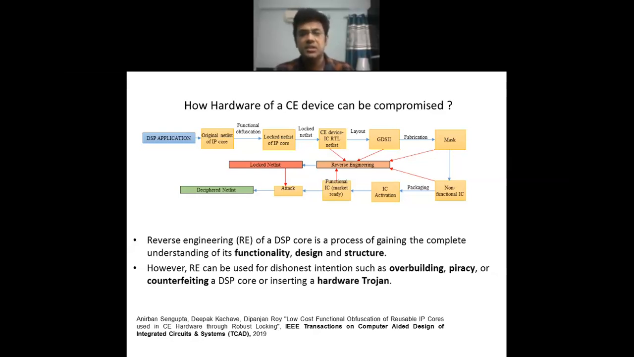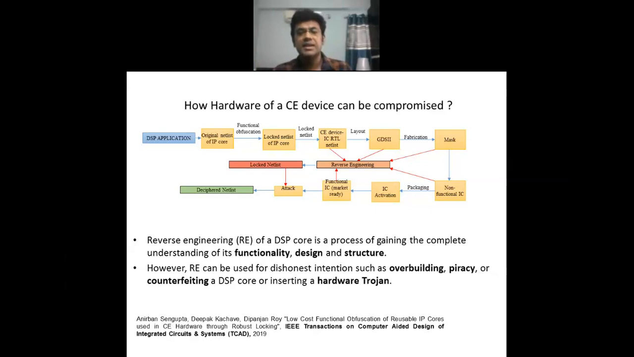IC. Each of these stages, from the RTL netlist, GDS, masking, non-functional IC, to the functional market ready IC, can all be reverse engineered to obtain a locked netlist. So the goal of the attacker is to somehow get the locked netlist. They can reverse engineer from each of these 5 stages marked in red.